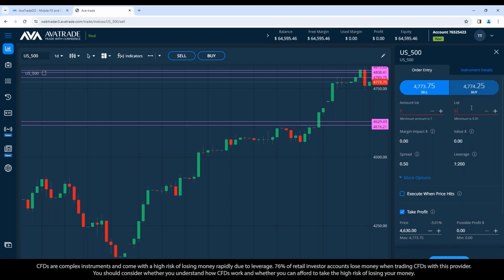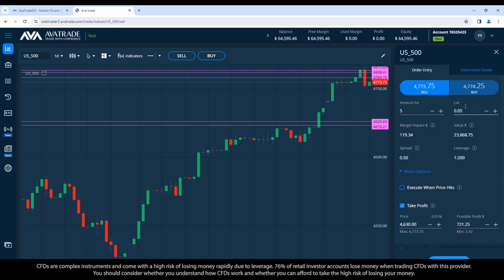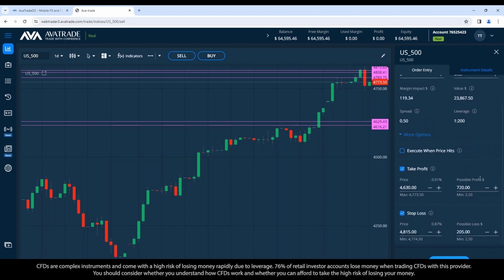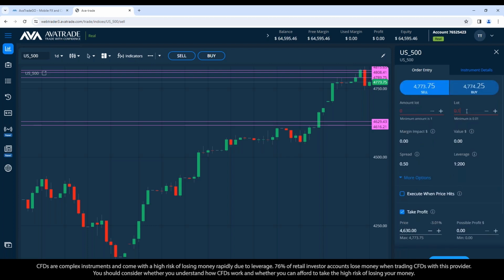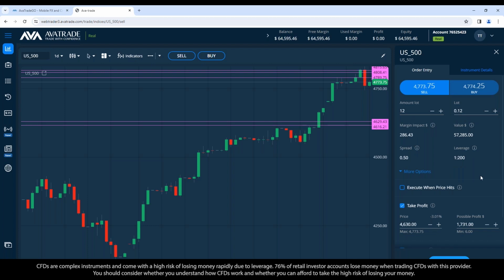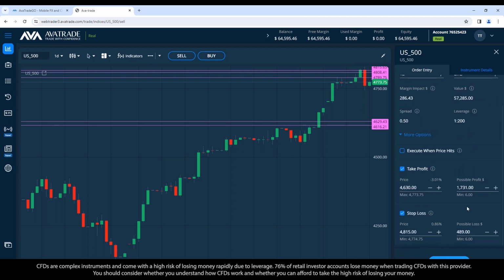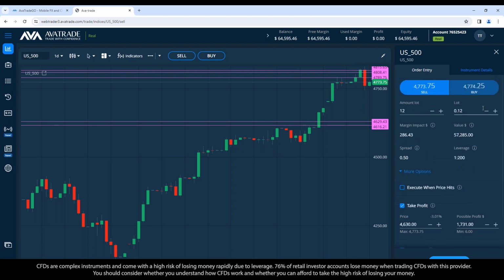Let me do 0.05. And let's see the risk reward. Now I'm risking 205 to make 720. Okay, so I can go a little bigger. 0.12. Now I'm risking 489 to make 1700. That's starting to sound better.